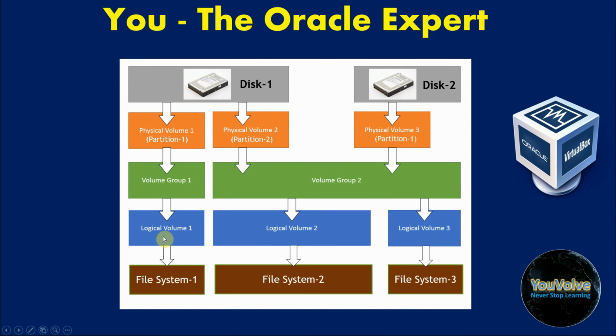Now on top of the logical volumes, we can create the file systems. Say logical volume 1 is hosting one file system called file system 1. Logical volume 2 is hosting another file system called file system 2. And the logical volume 3 is hosting another file system called file system 3.